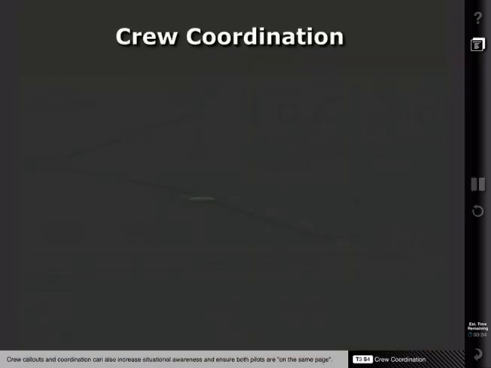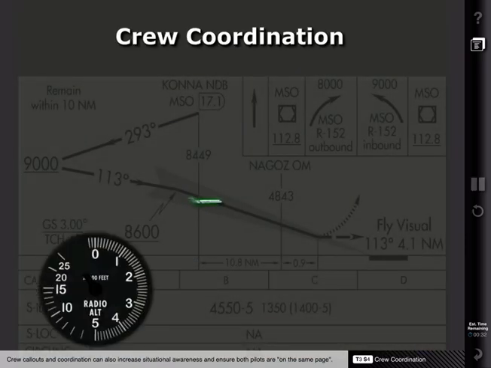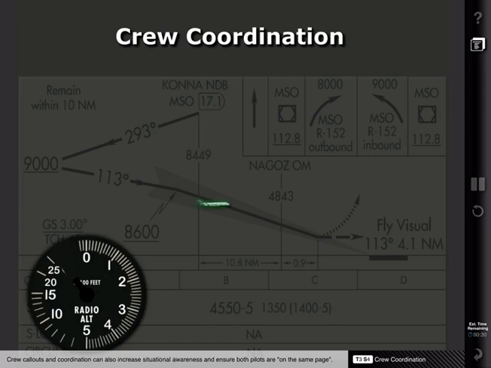Crew callouts and coordination can also increase situational awareness and ensure both pilots are on the same page. Once the radio altimeter is active, it should be included in the instrument scan for the remainder of the approach. Any deviations from a normal approach should be communicated by the pilot flying.